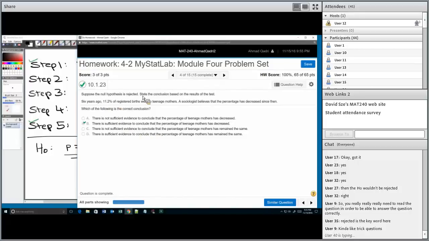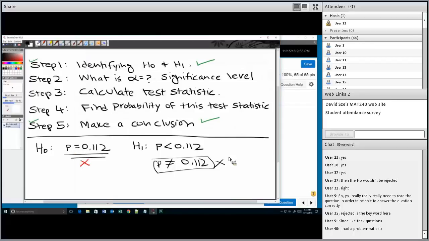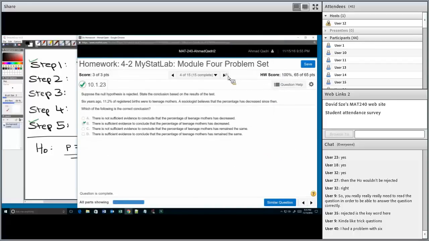But the question said, suppose the null hypothesis is rejected. So what's the conclusion? The conclusion is that there's sufficient evidence to conclude that the percentage of teenage mothers has decreased, because if it has decreased, you would have rejected the null hypothesis.